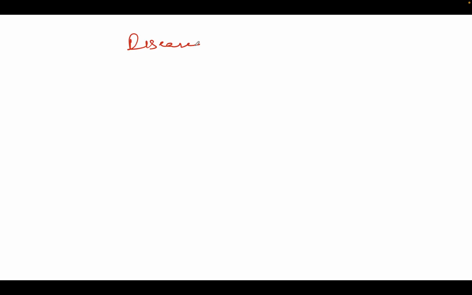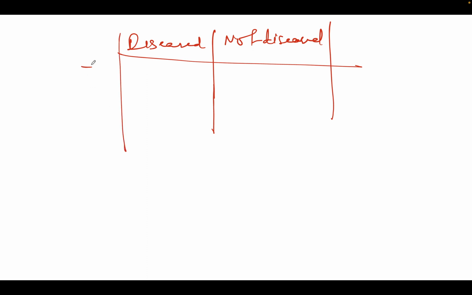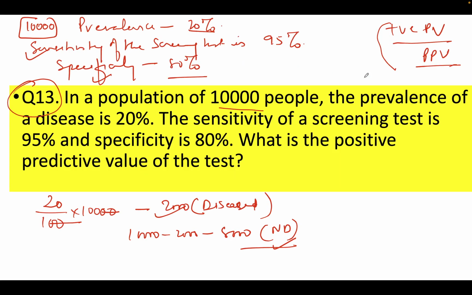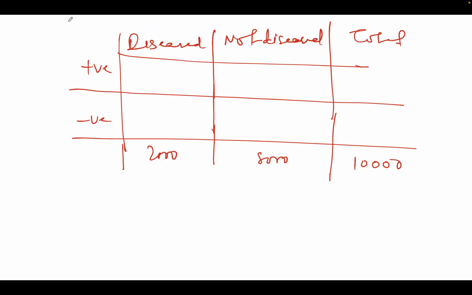Again, put diseased, put not diseased. This is positive, this is my negative, right? Now what information do we have? 2,000 people are diseased, 8,000 people are not diseased. Total population happens to be 10,000, right? Now let's go back to the question. The question itself says sensitivity is 95%.